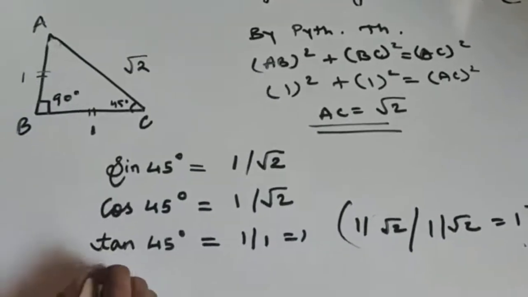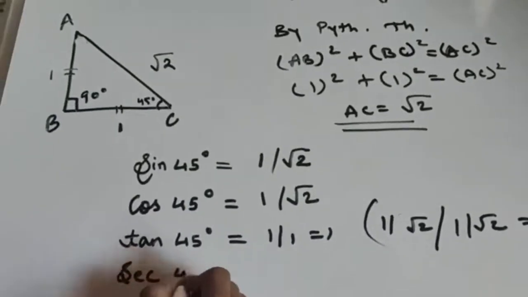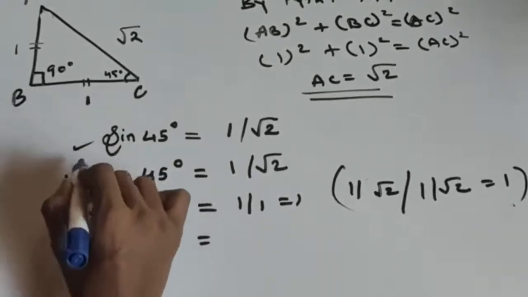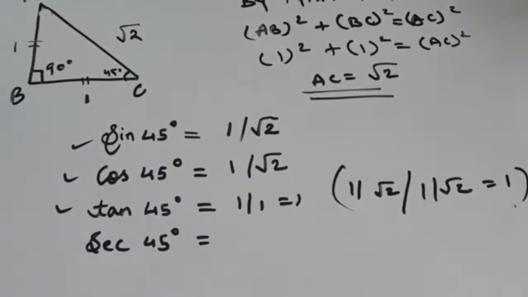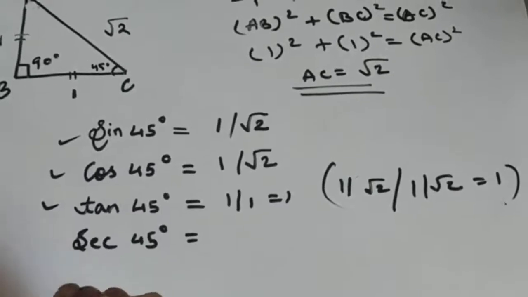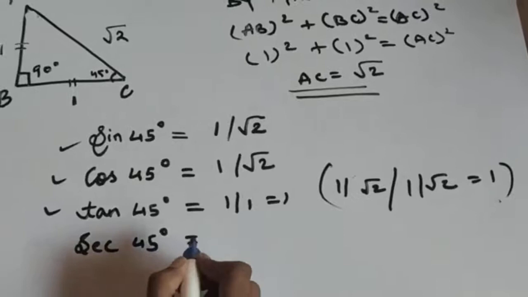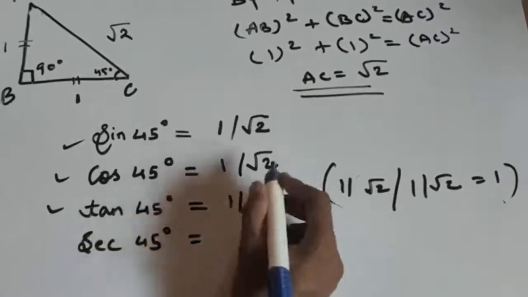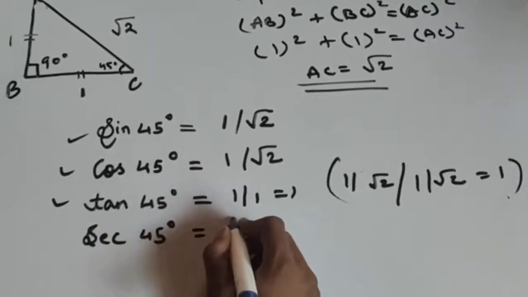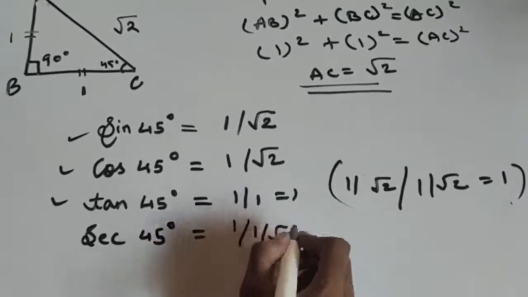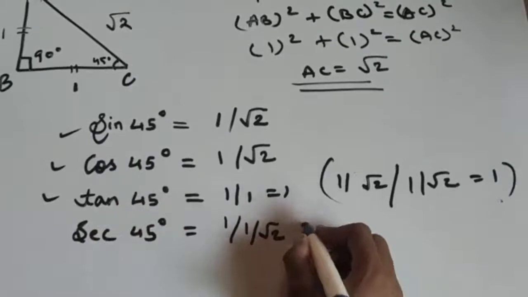Now sec 45 degree. As we know, sine, cos and tan are the basic ratios, and sec, cosec and cot are the derived ratios. We know that sec 45 will be the reciprocal of cos. That will be 1 upon 1 by root 2. That means this root 2 will come over and it will be root 2.